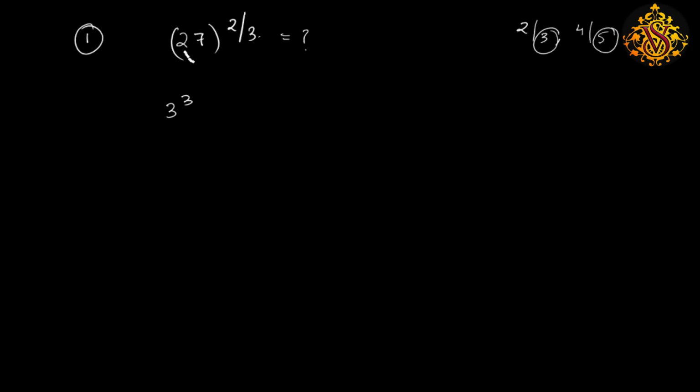Okay, so write 3 cube is 27, and the whole power, the fraction given is 2 by 3. So we have 3 cube whole power 2 by 3. Multiply 3 into 2 by 3, the 3 and 3 get cancelled off, and you'll be getting 3 square, that is 9. So 9 is our answer. Okay, just remember this hint.